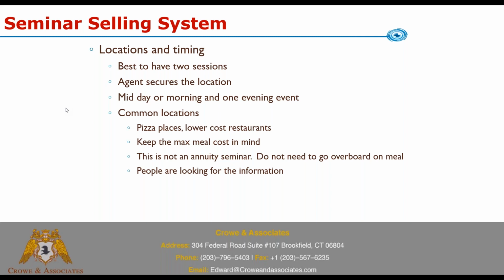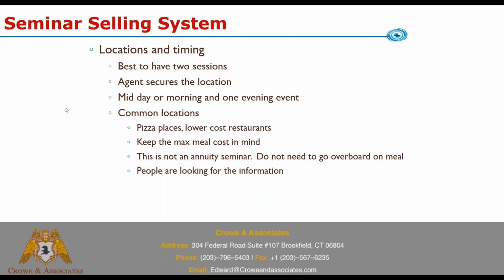Common places you see these done, well, it depends geographically where you are, but we'll see a lot of pizza places, diners sometimes, lower cost restaurants. Like, for example, down south, you see a whole lot of Bob Evans, Golden Corral. Even better if you can book it so you get a little bit of breakfast and lunch at Golden Corral. But you'll see kind of lower end places where they can keep the meal cost down.